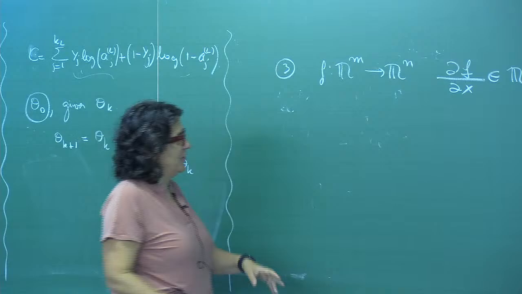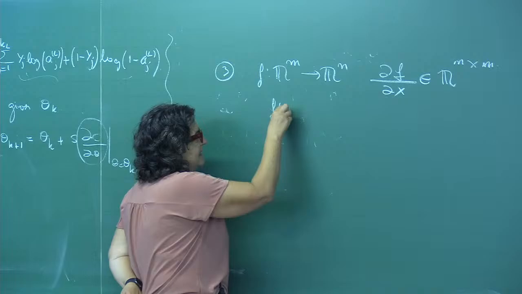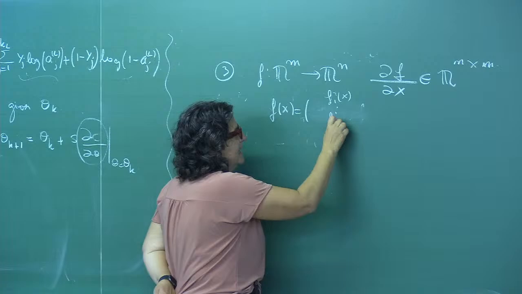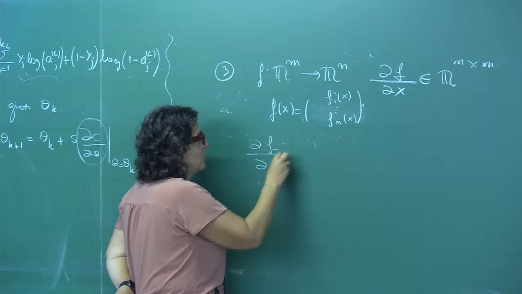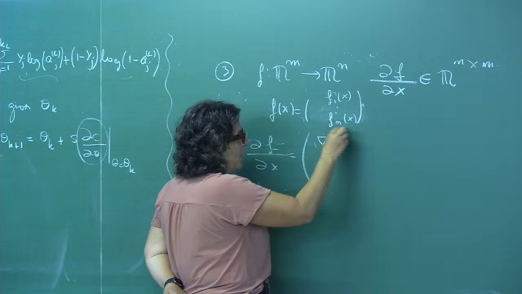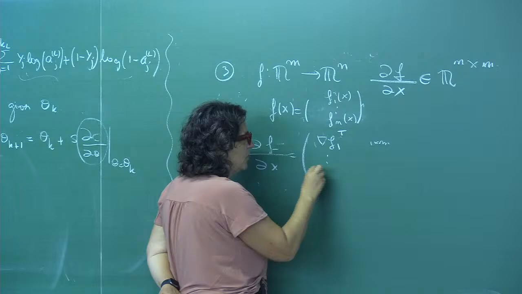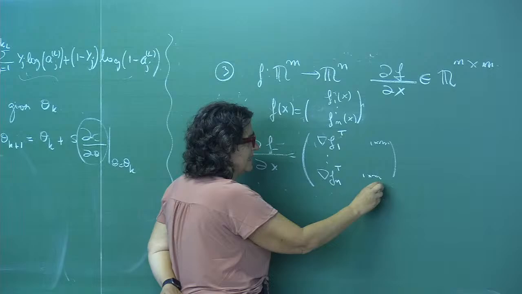If it's R^m to R^n, it means I have f(x) = (f1(x), ..., fn(x)), like a vector. And then my derivative with respect to x is going to have here the gradient of f1 transpose. The gradient means the derivative of f1 with respect to all my variables. If I put transpose, it means that it is 1 by m. And here I put all of them, 1 by m each, and then it is n by m. Okay?